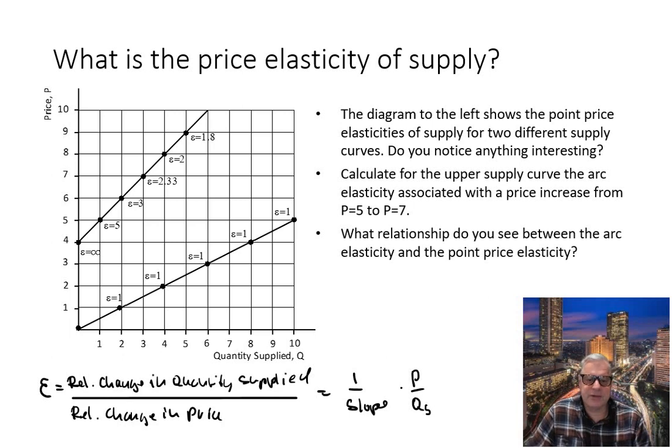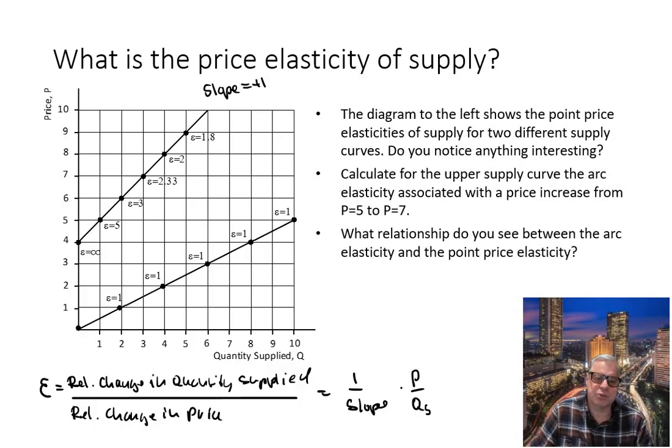So let's take a look at this first supply function, which starts here at 4. If we apply the same formula here at 4, we would say 1 over the slope. What is the slope? The slope here is positive 1. So 1 over positive 1, that's 1. But 4 over 0 is again infinity, very elastic. What about at the price of 5?